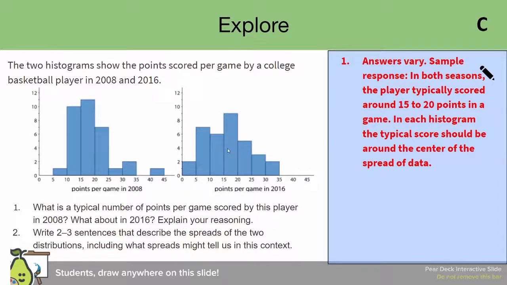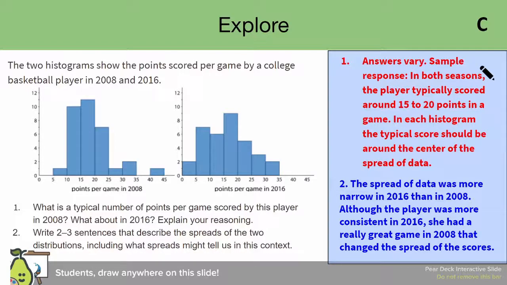All right, let's look at question number 2. Please pause this video and read question number 2 to yourself. All right, welcome back. Question number 2 says, write 2 to 3 sentences that describe the spreads of the 2 distributions, including what spreads might tell us in this context. Please pause this video and let me know. What do you think? All right, welcome back.